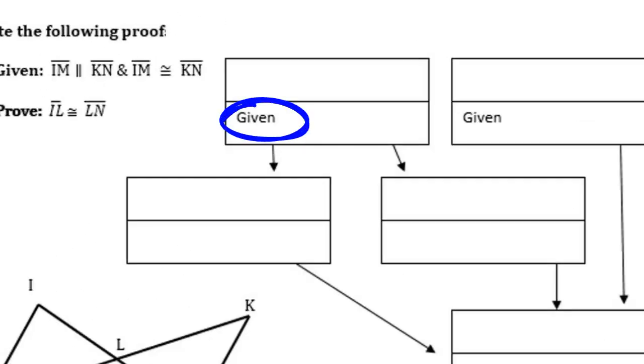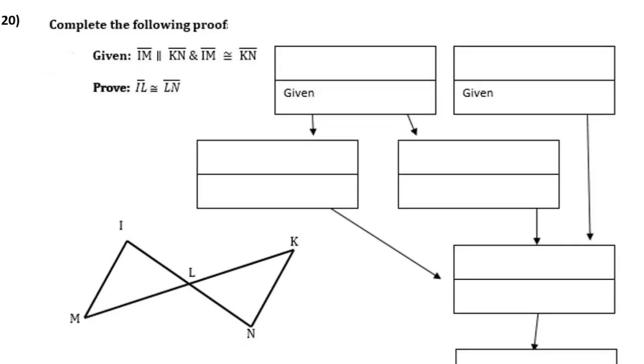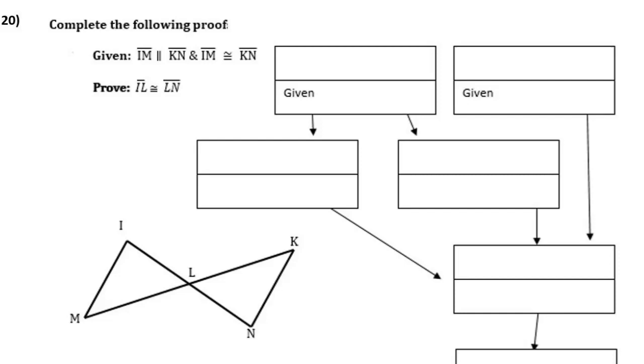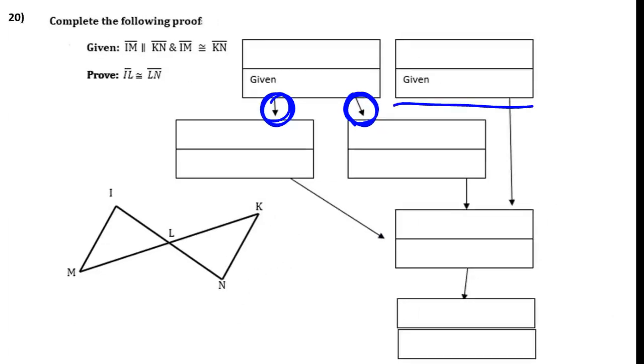Once again, I've got 2 boxes for my given information, so I know I'm going to need to take what they gave me and split it up into 2 pieces. The other thing that I know is that on this given box right here, it has 2 arrows coming off of it, which means I'm going to be able to get 2 pieces of information from this one. This one over here, I'm only going to be able to get 1 piece of information from because it only has 1 arrow coming off of it.